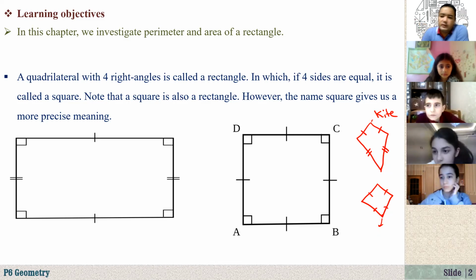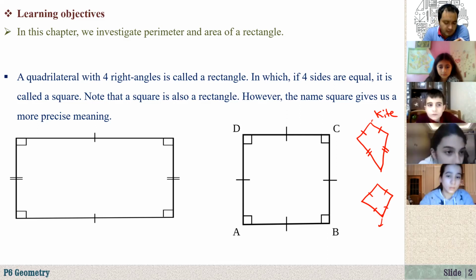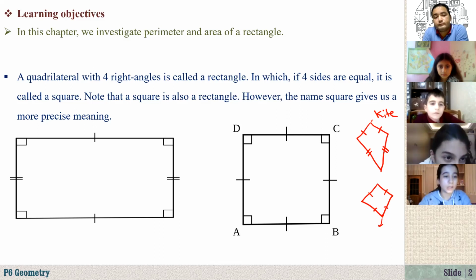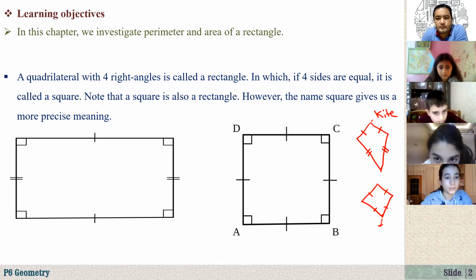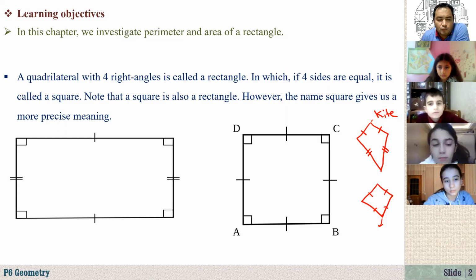Anyway, Mariam, can you read the first paragraph and let's talk about these things and we will move on. A quadrilateral with four right angles is called a rectangle, in which if four sides are equal, it's called a square. Note that a square is also a rectangle. However, the name square gives us a more precise meaning. More precise means more clearly. As you see in the first picture, it's a rectangle.